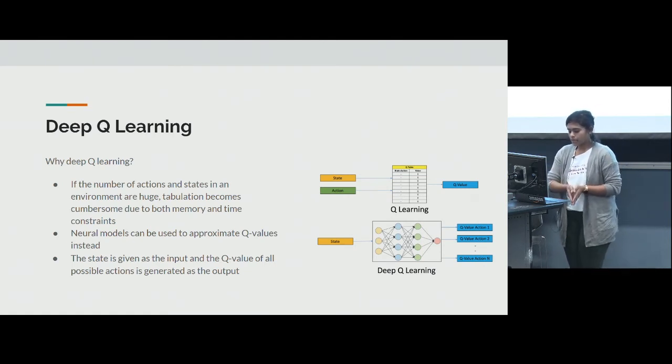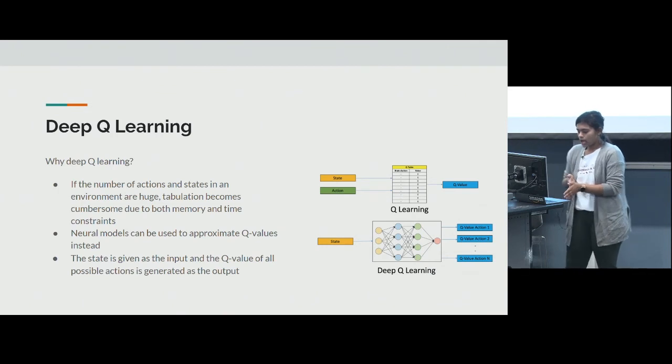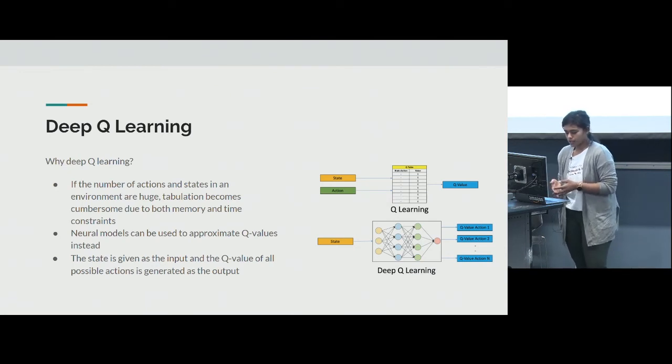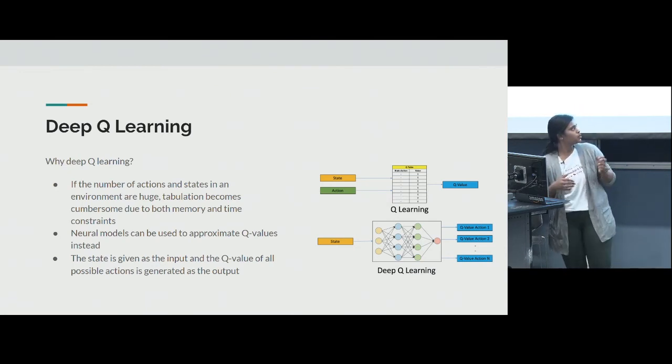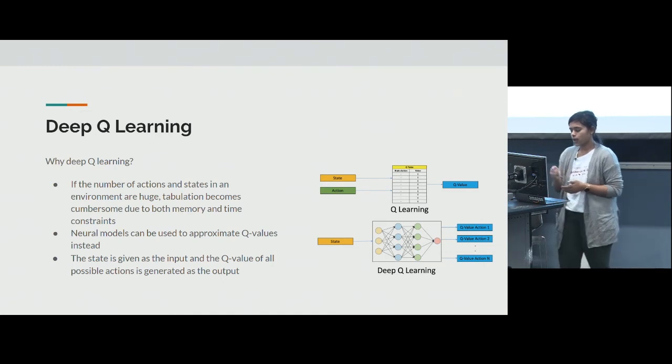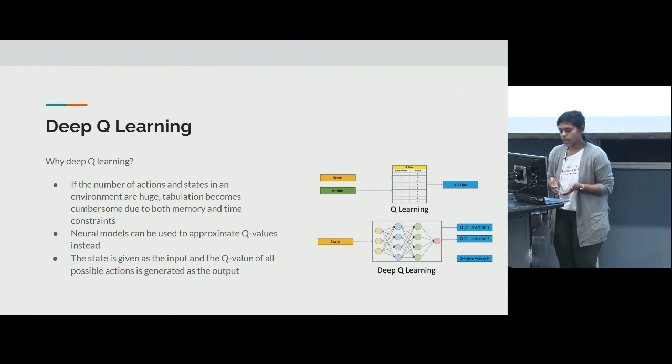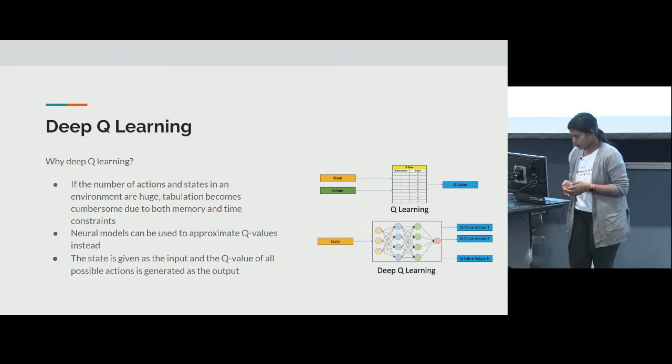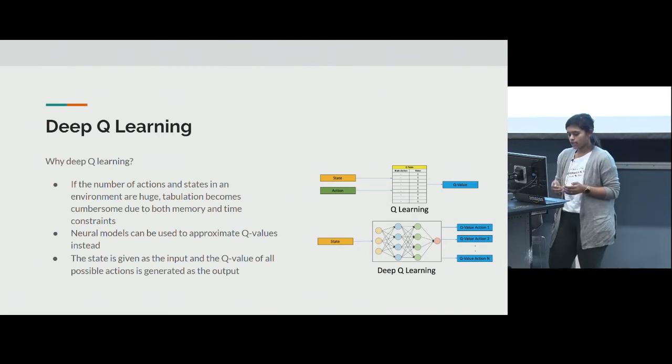And also the amount of time required to explore each state to create the required Q table would be unrealistic. In such cases, what we do is we turn to deep Q learning, where we use neural models to approximate Q values. So here, instead of the table, we use a neural network that can predict different Q values for different actions given a particular state. So the input here is your state, and the Q value of all possible actions is generated as the output. So that is deep Q learning.